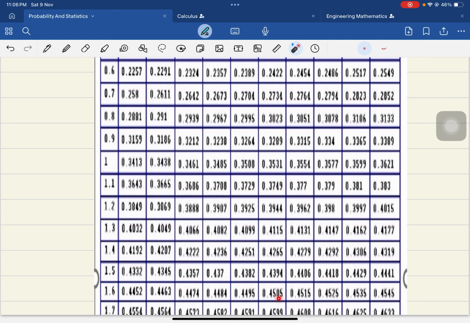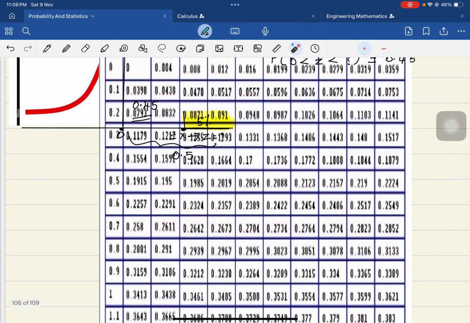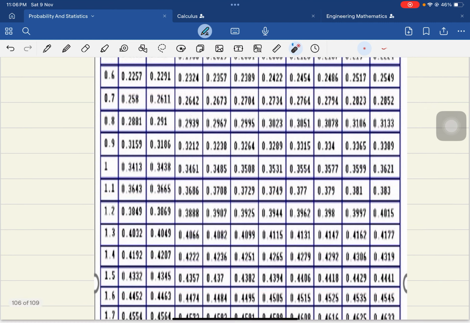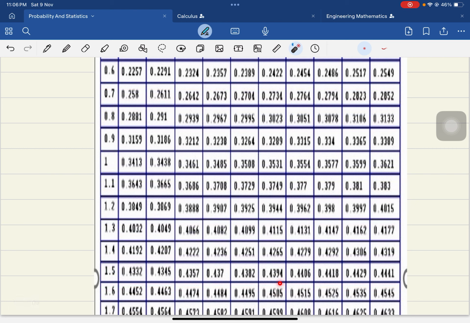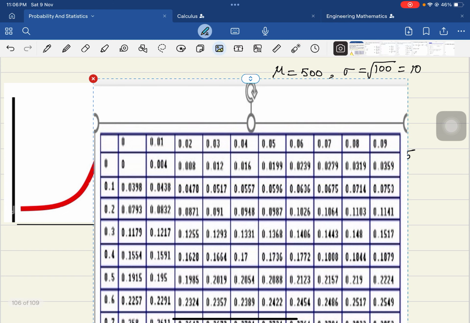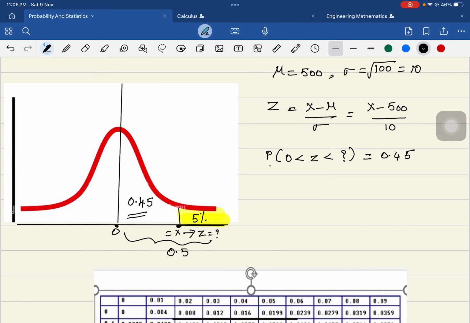So now, 0.4505 corresponds to which value? 1.6, and on the top it is 0.05. 0.05 corresponding to 1.6 is 0.4505. Like this we have to find it, because he has given you the area. So this particular area corresponds to which value of z? 1.65. So this is what you should understand clearly. So this is 1.65.